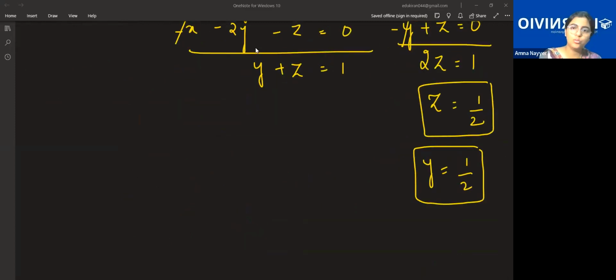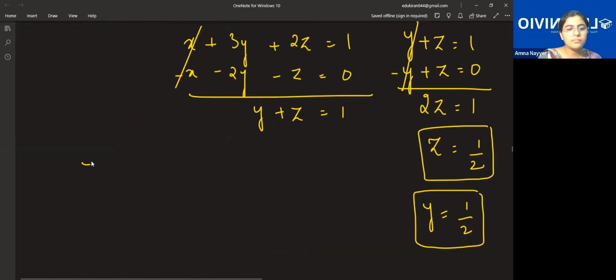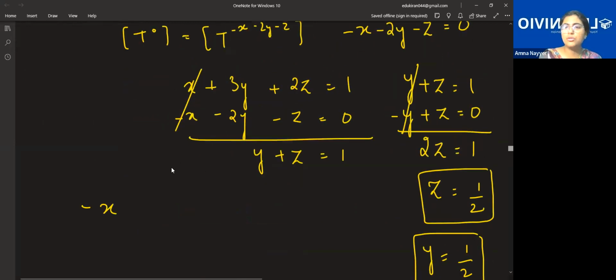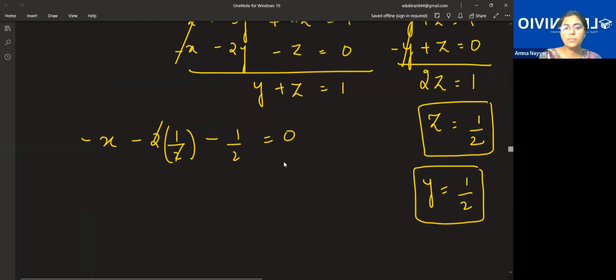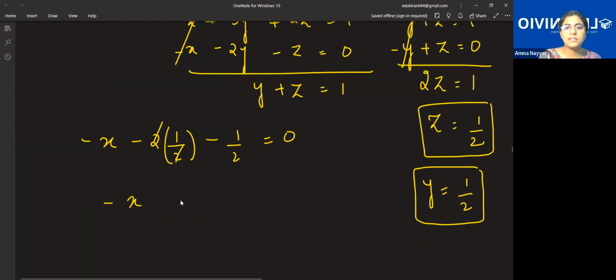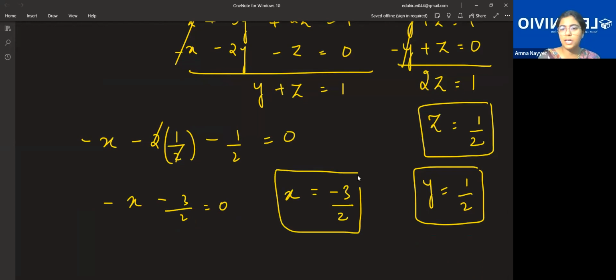Minus 3 by 2. So minus x we have, minus x. So half and half here. If we have minus 2 into y, it is half minus half, so the 2 cancelled. This becomes minus 3 by 2 minus x. This becomes minus 3 by 2 is equal to 0. So x is equal to minus 3 by 2, correct. So these are the three values we have obtained.